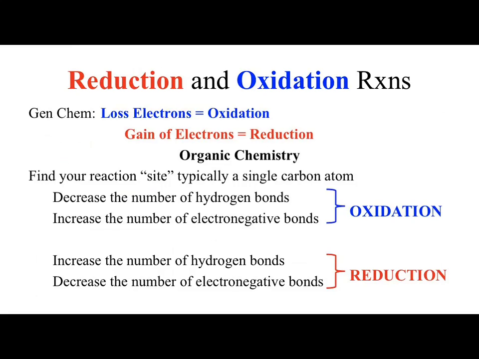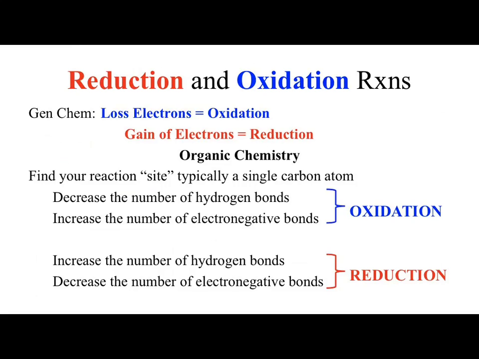Reduction, we can look at the increase in hydrogen bonds. So ultimately what we're trying to do is replace those oxygen bonds. The easiest thing to replace with would be hydrogen. So if we increase the number of hydrogen bonds, we're looking at a reduction, or the decrease in electronegative bonds, okay, or the decrease of oxygen bonds, okay. So those are our primary patterns to look for.